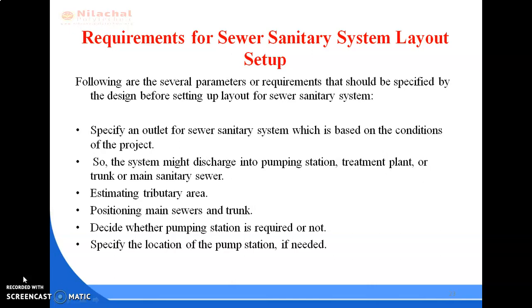Next, estimating the tributary area, positioning main sewers and trunk, and deciding whether a pumping station is required or not, then specifying the location of the pump station if needed. So, these are the basic requirements for the layout of a sanitary system.